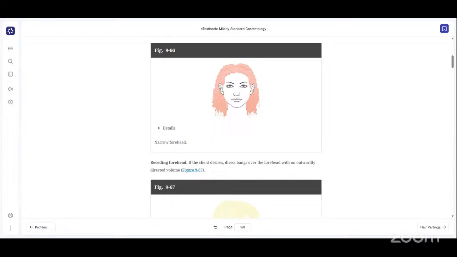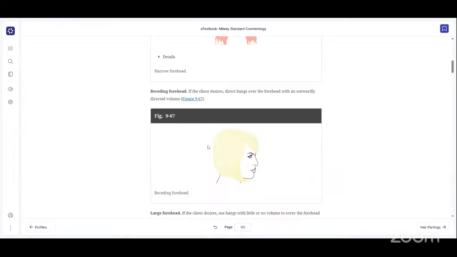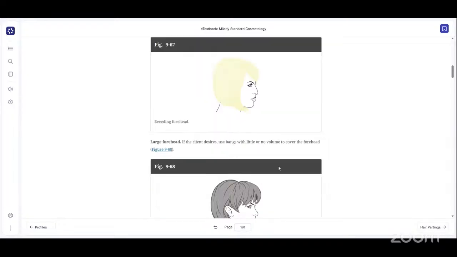All right, receding forehead. Okay, if the client desires, direct bangs overhead with an outward directed volume. So we will swoop it out. So heavy bang and tilt over to the side, either left or right, minimizing the receding part of the forehead.